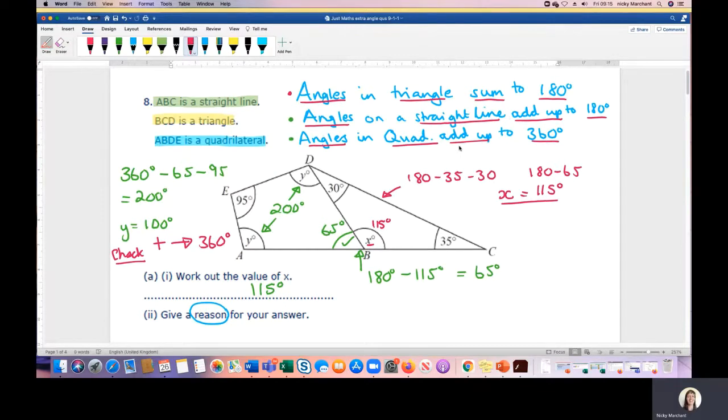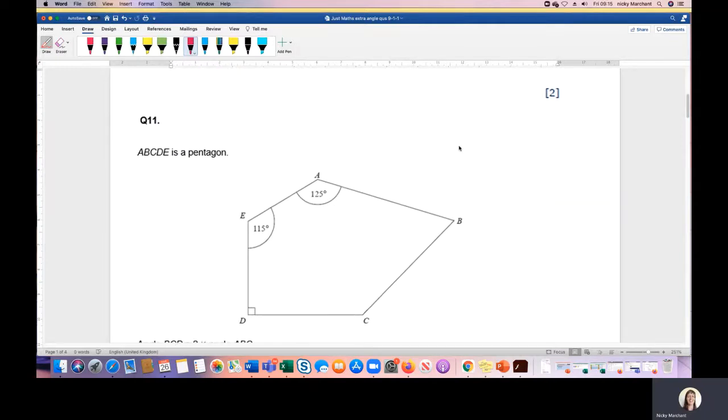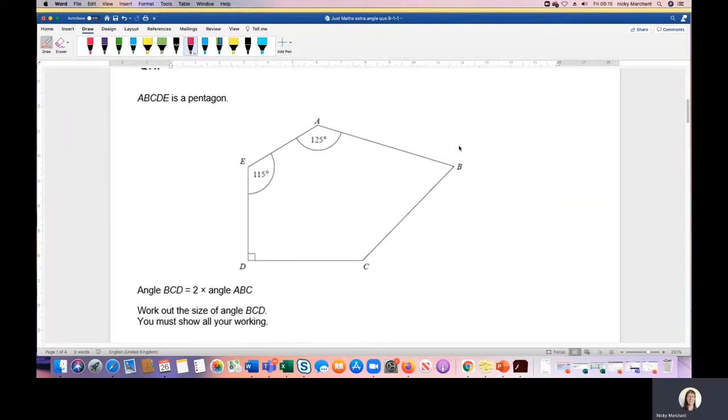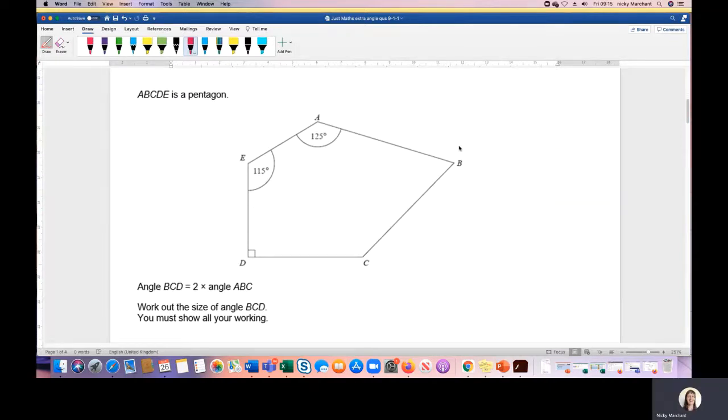Right, let's move on to the next one. Okay, so here we've got a pentagon. So it's told us it's a pentagon. We can see it's got 5 sides, hopefully. They're after the angle BCD. They tell you that angle BCD is twice as big as angle ABC. It looks twice as big. It's certainly not the same, is it?